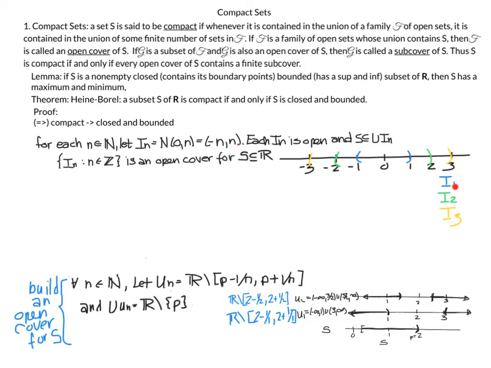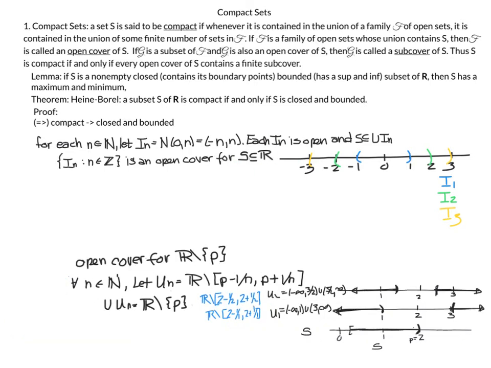So when n is equal to 1, we get I1, which is the open interval from negative 1 to 1. For I2, that's the open interval from negative 2 to 2. And I3 will be negative 3 to 3. And you can see as n goes through all the positive integers, we're going to span the entire real number line.